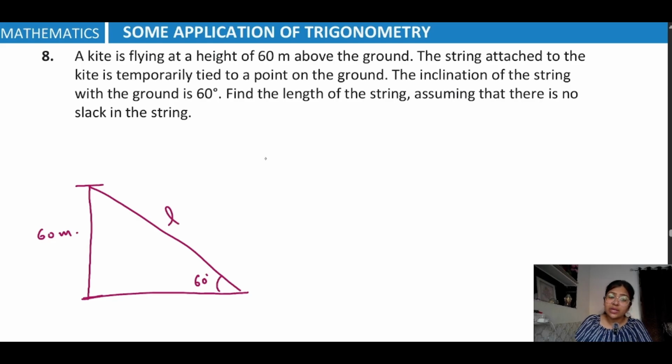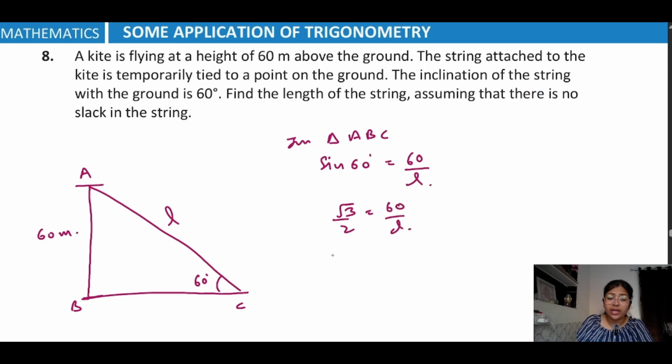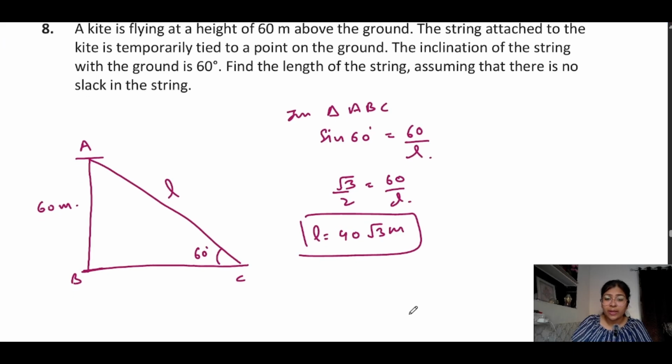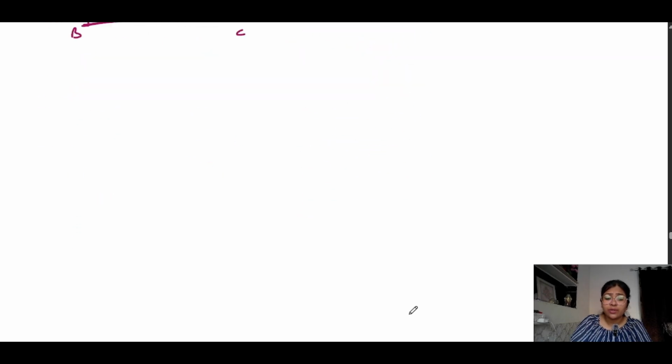Okay, which ratio? Sine 60. Again, we are going to name the triangle. In triangle ABC, sine 60 is equals to 60 over L. Root 3 by 2 is equals to 60 over L. So the value of L is 40 root 3. Is this clear? And this is meter. So the length of the string is 40 root 3 meter. Is this clear to you or not? Okay, now move to the next question.